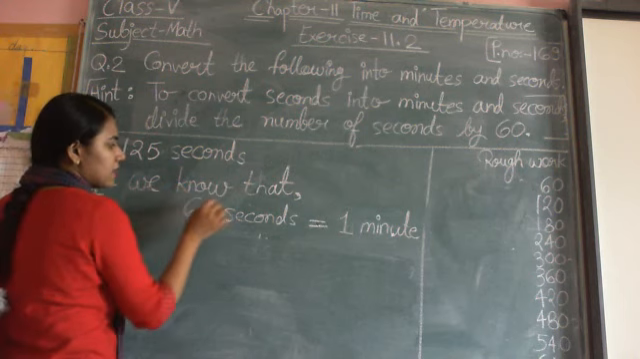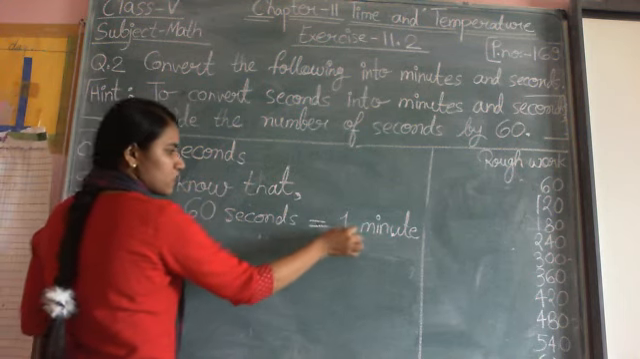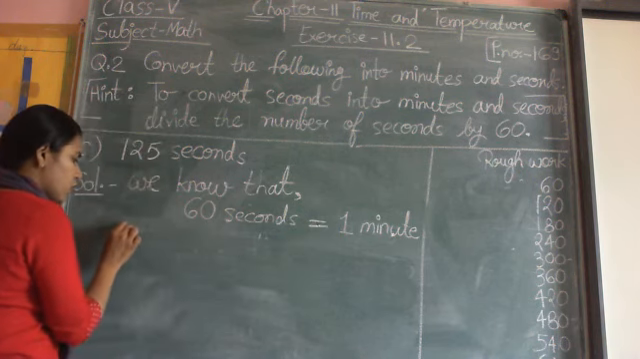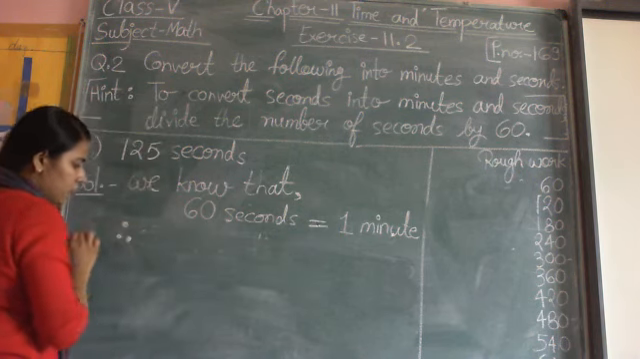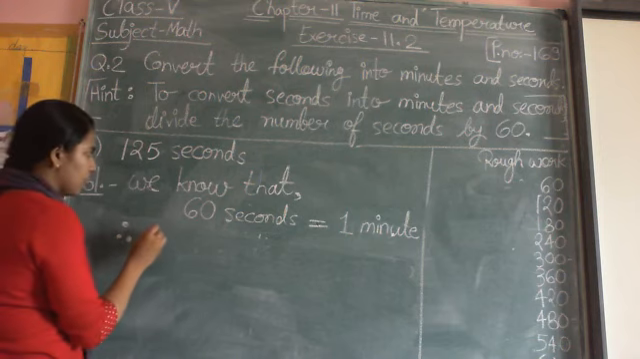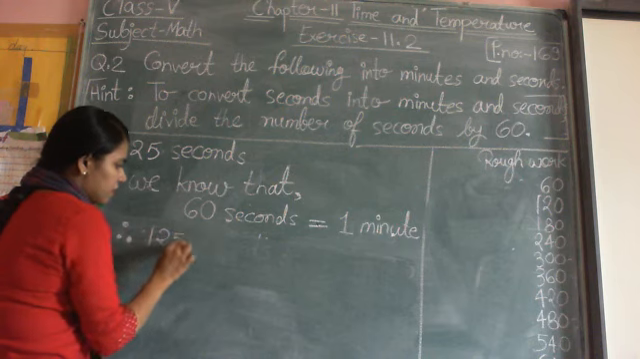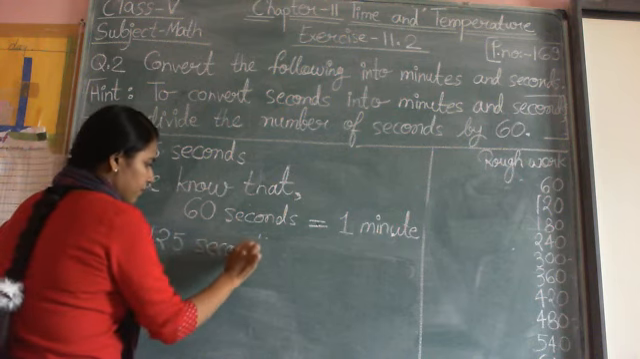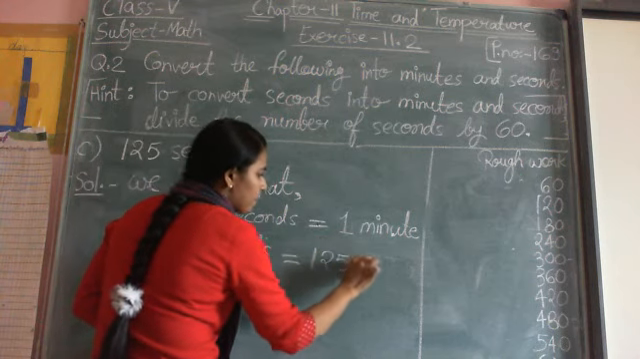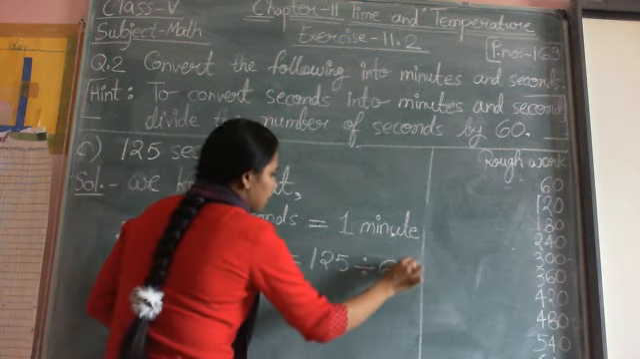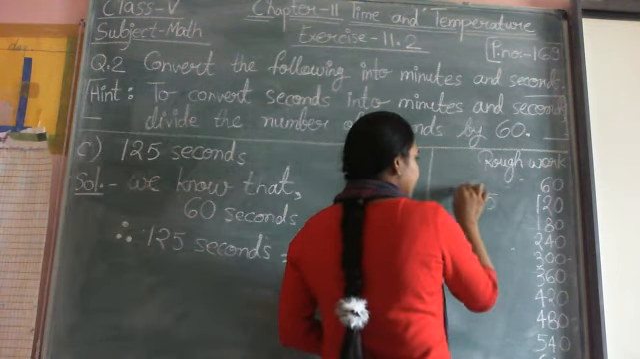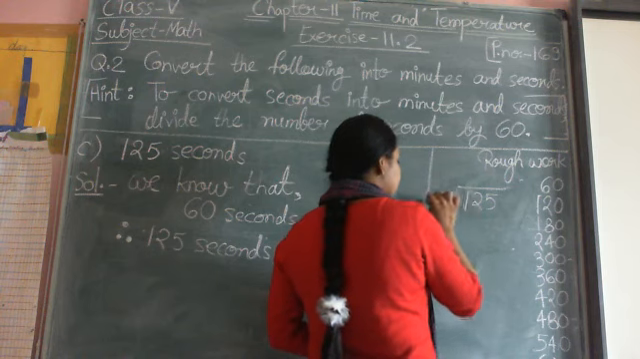We know that 60 seconds is equals to 1 minute. So in the next line, therefore, the symbol is known as therefore. Therefore, 125 seconds is equals to 125 divided by 60. Now in rough work, we will divide 125 by 60.